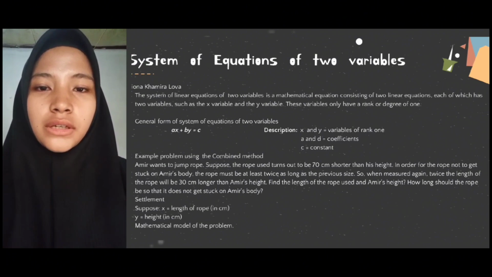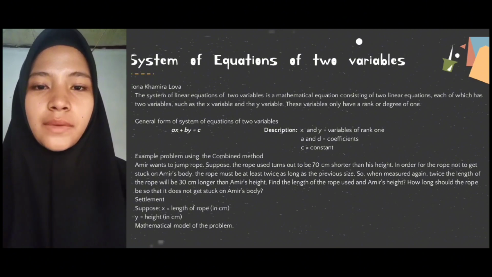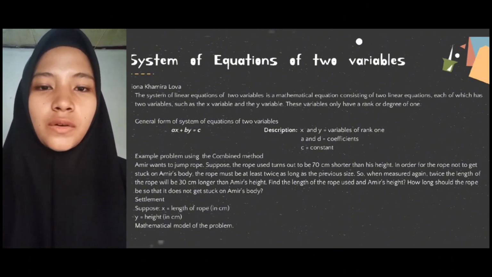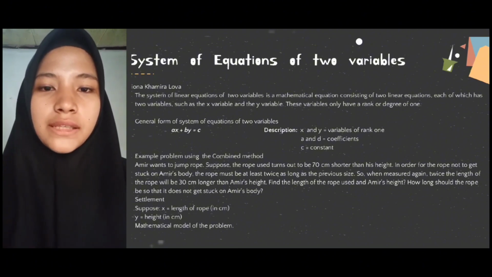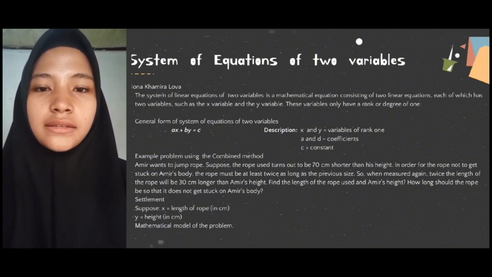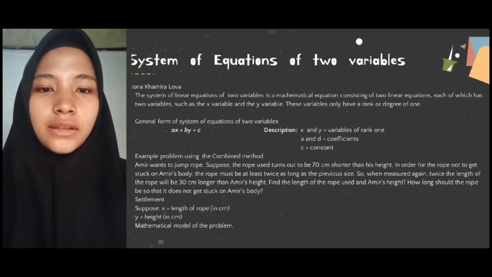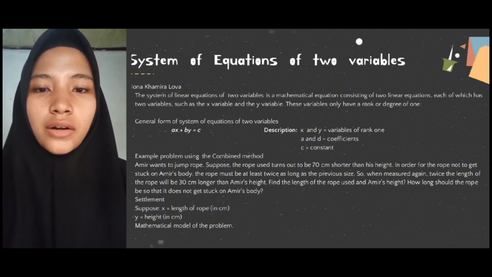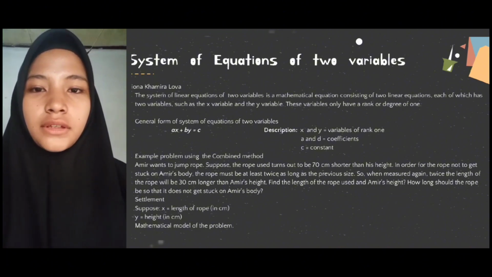System of equations of two variables. A system of linear equations of two variables is a mathematical model consisting of two linear equations, each of which has two variables, such as the x variable and the y variable. These variables only have a rank or degree of 1.